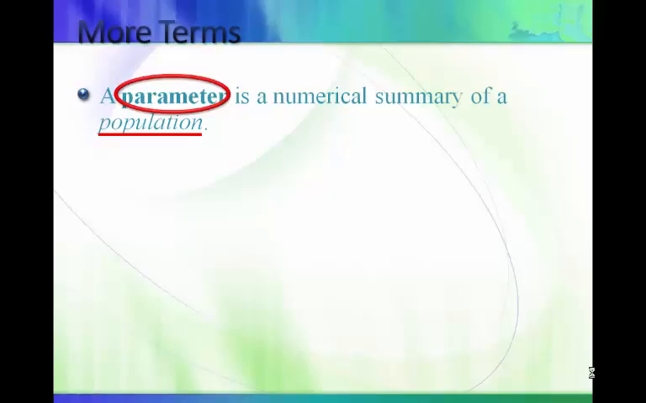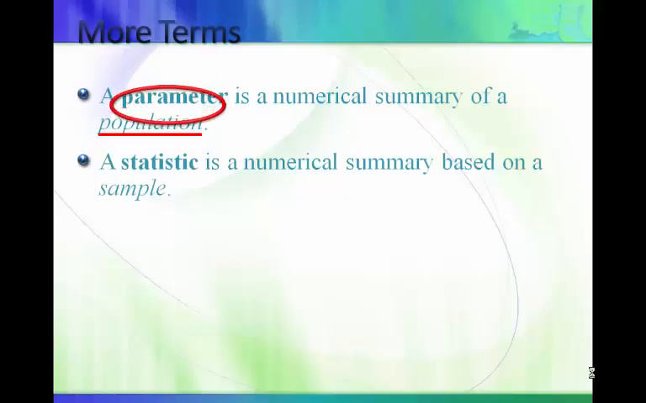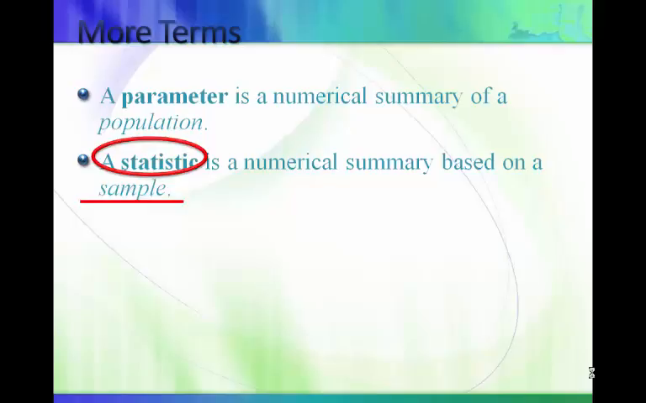Here are some more terms. A parameter is a numerical summary of a population. A statistic is a numerical summary based on a sample. So you might have an average. We're all familiar with a mean or an average. If we got that mean from the entire population, we would call it a parameter, but if we got it from just a sample of the population, then we call it a statistic.